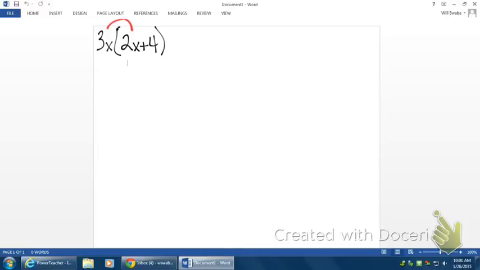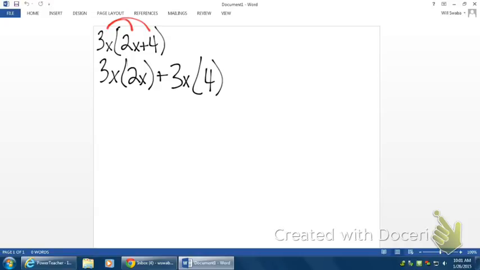the parentheses. So when you go to do this, you're going to go 3x times the 2x plus 3x times 4. All right? Anything outside the parentheses, you multiply it times everything inside. Distribution. What's going to happen when you multiply the 3x times the 2x?